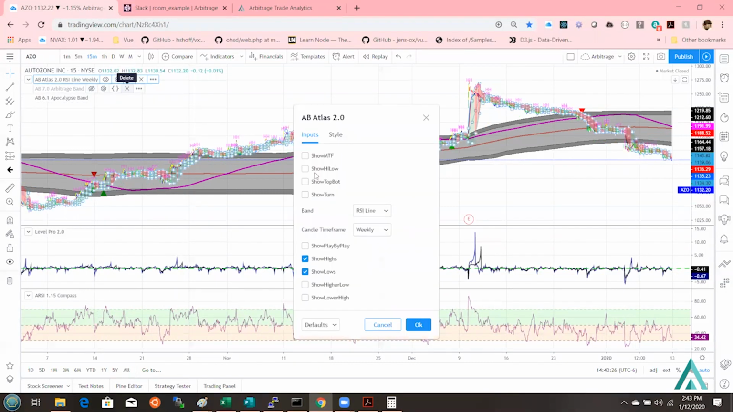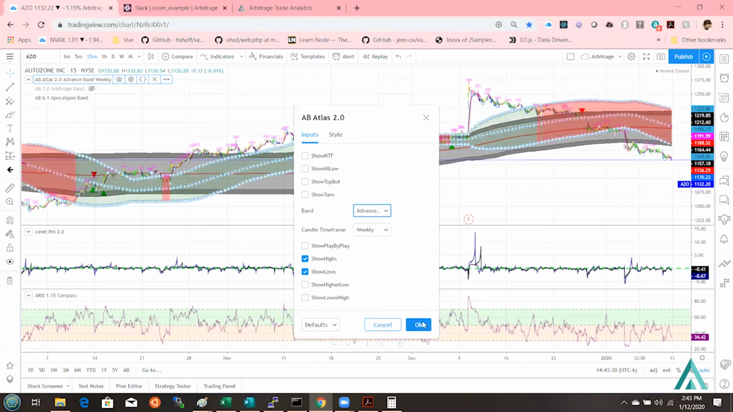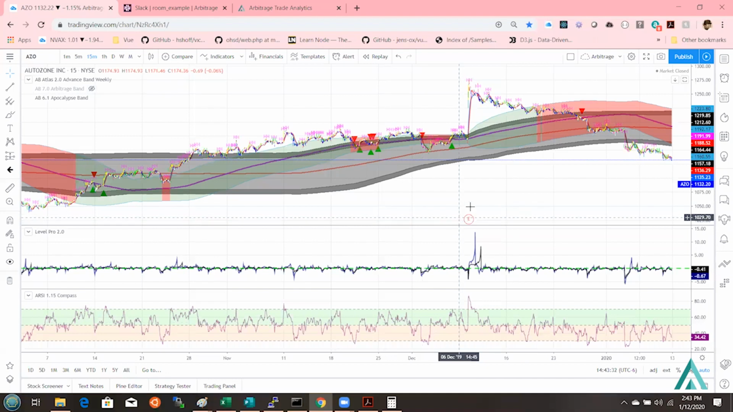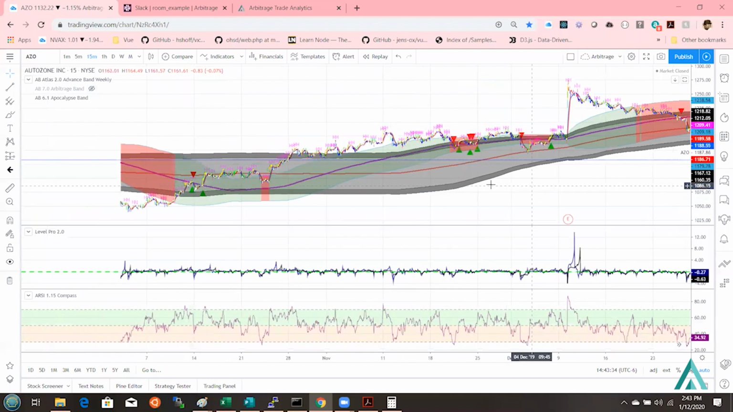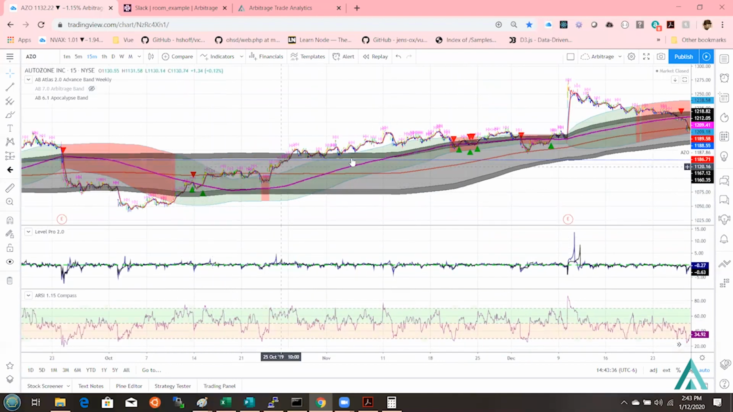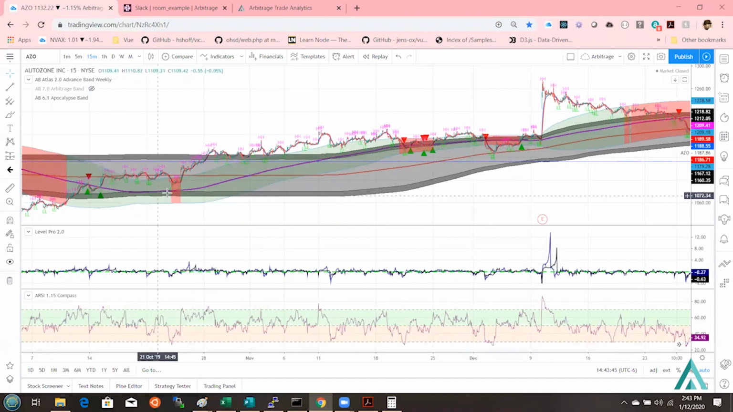And once again, set back to my best practices. I like to use the larger band because it's less homework for me. It's less babysitting for me. So I get to ride longer trends, take my profit, and then ride again. And these are month-long trades, even on the 15-minute, if I'm just riding from triangle to triangle.